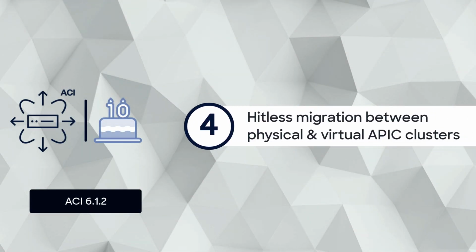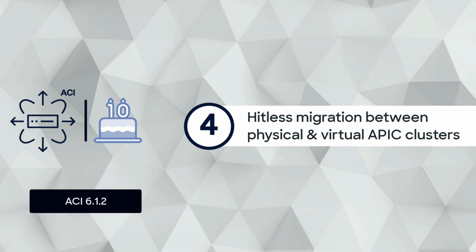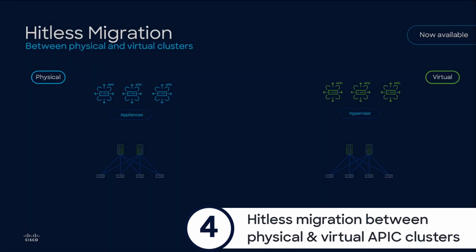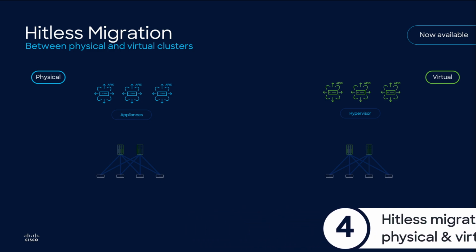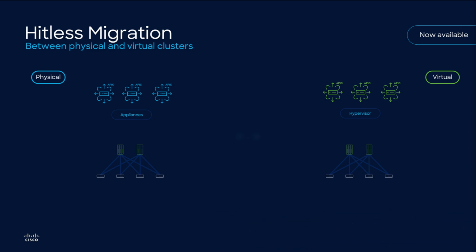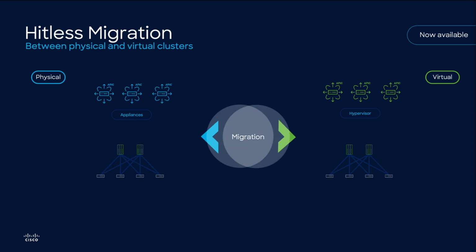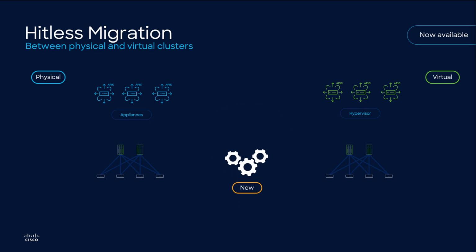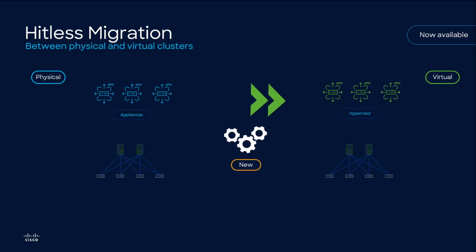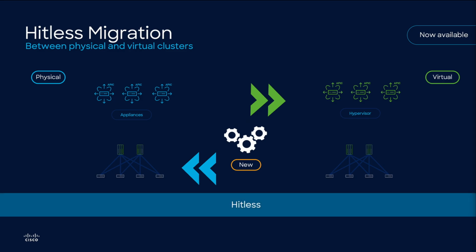4. Headless migration support between physical and virtual APIC clusters. Since we now have the same scale capabilities on both physical and virtual APIC clusters, you might be thinking about migrating from your physical devices to reduce infrastructure. Therefore, the new APIC migration workflow allows you to seamlessly transition from virtual to physical APIC clusters and vice versa. This means you can upgrade your infrastructure and change the form factor of your APIC clusters without disrupting your business operations.